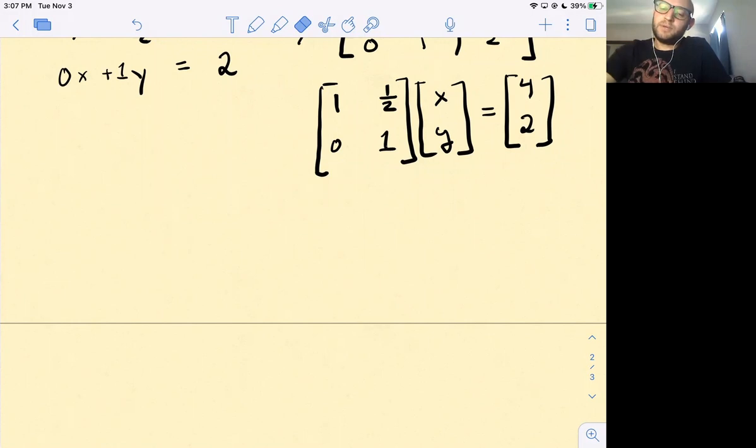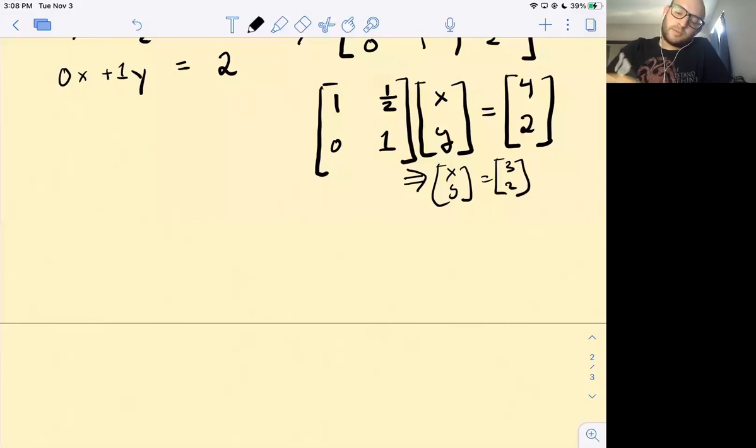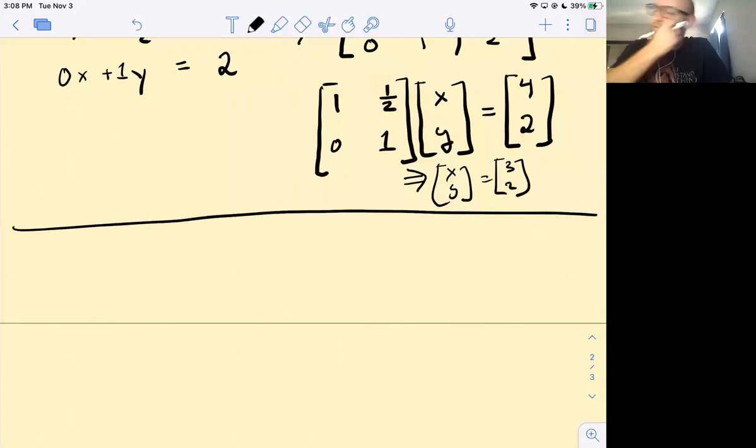So let me give you another system here. And I'm just going to give you another interpretation of this. Well, okay, I'll keep that for now. So we saw earlier that this would imply, just from visualizing, that xy equals 3, 2. So I'll give you another example.